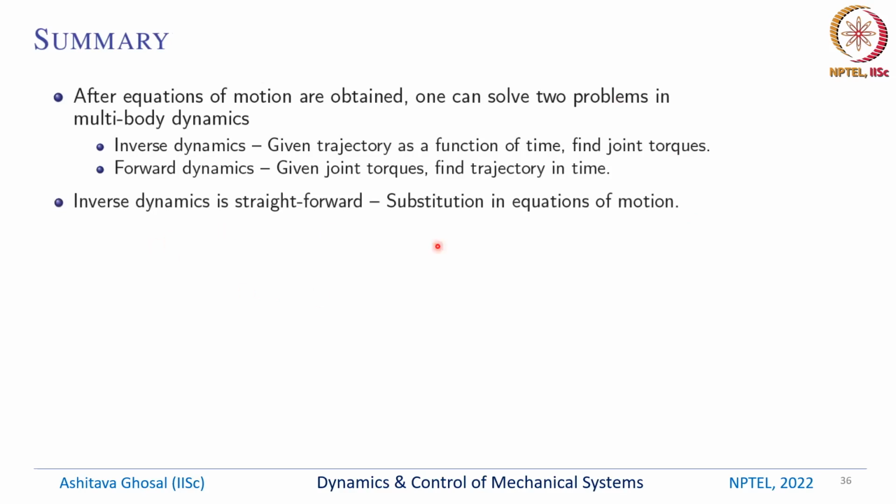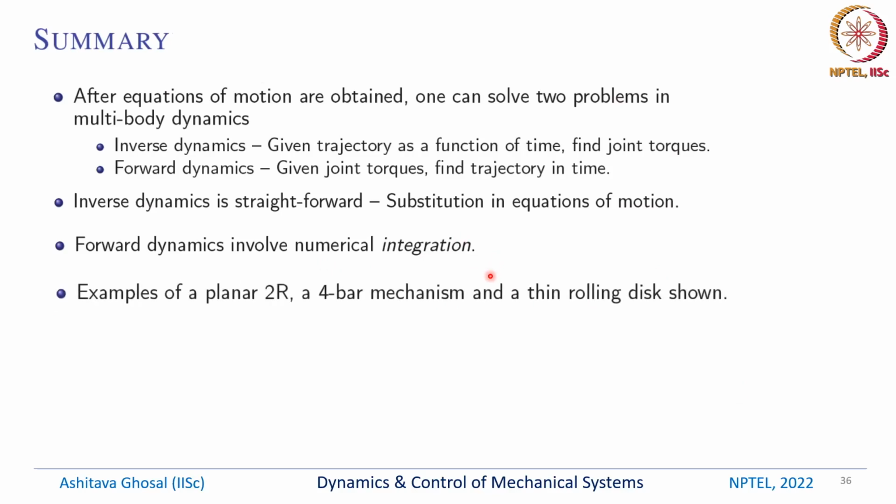The inverse dynamics, as I said, is straightforward. It is just substitution in the equations of motion. Forward dynamics involves numerical integration. So you have to go to MATLAB with some initial conditions in the state space form, and then you can integrate. And I've shown you examples of the planar 2R, a 4-bar mechanism, and a thin rolling disk.